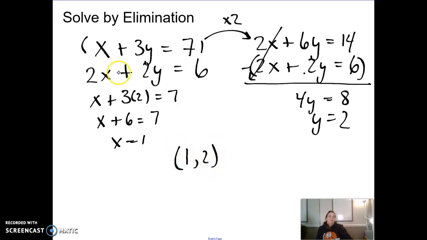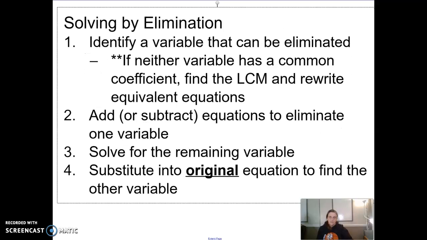So this is where you would use multiple properties of equality, right? First, I multiply to create a common coefficient. Then I go forward with the elimination process to find a final solution. So here is what that elimination process is. Solving by elimination, you identify a variable that can be eliminated. If neither variable has a common coefficient, find the least common multiple.